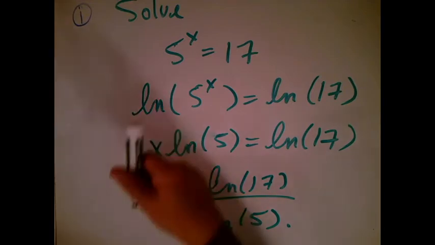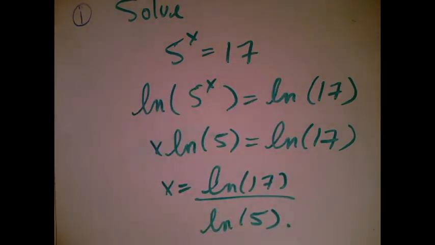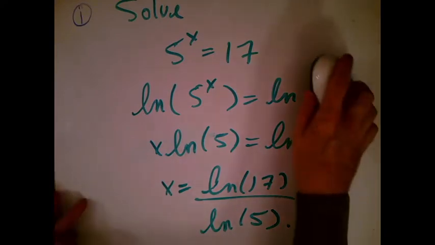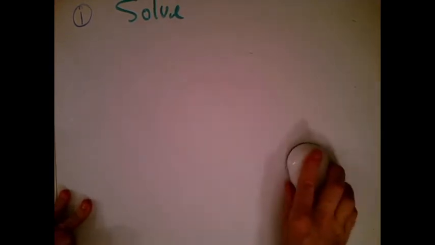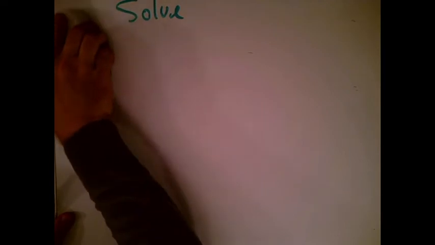If I graph 5 to the x and I graph 17, I'll get a number. If I plug in ln of 17 over ln of 5 in my calculator, I'll get the exact same number. So that's our first example of finding the exact answer to an exponential equation. Let's make something a bit harder. We'll call this problem 2.